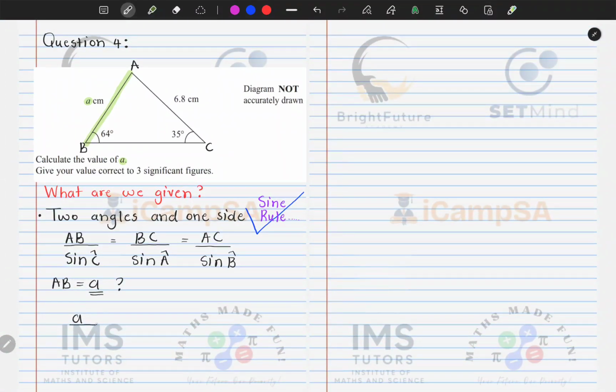So where there's AB, I'm going to put in A divided by sine of what is opposite side A, which will be sine of 35 degrees, equals, and then we go to BC. BC we don't have, so I'm just going to leave it as BC divided by sine of A, and then equal to, if you look carefully, we have AC, and AC is 6.8 divided by the angle opposite AC, which is 64. So sine of 64 degrees.